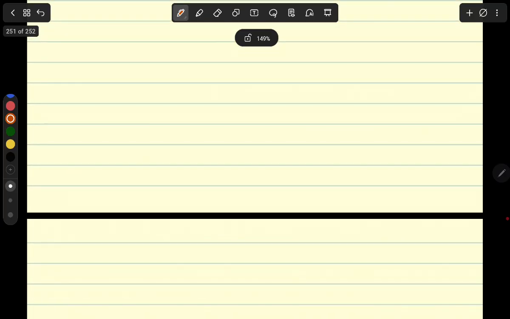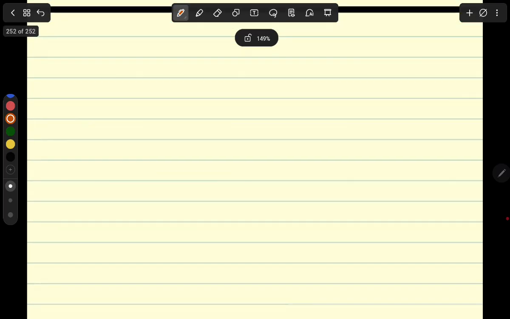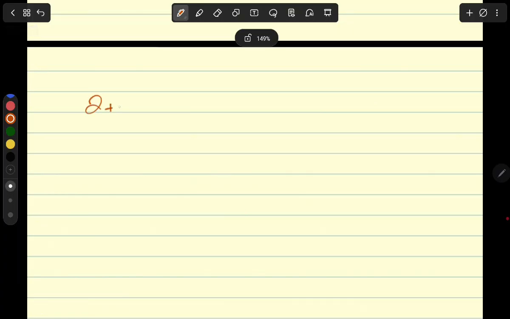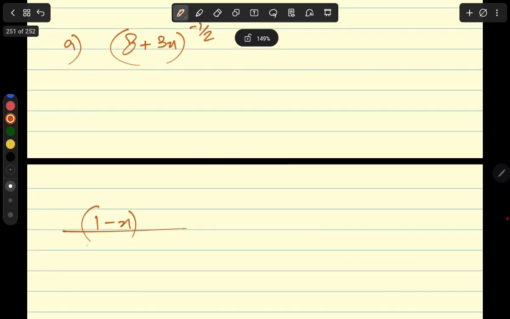Usually the question is going to ask you in part A of a binomial expansion question to expand 8 plus 3x to the power of negative half, right? And then the question is going to ask you, what is going to be the coefficient of x squared when you expand this 8 plus 3x under root.